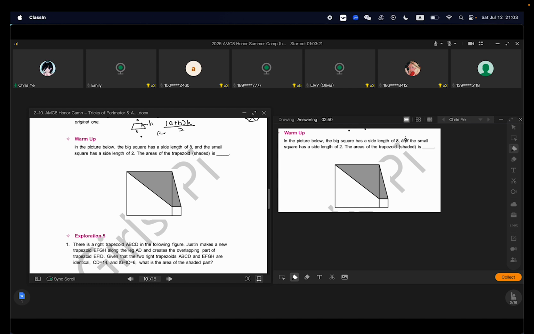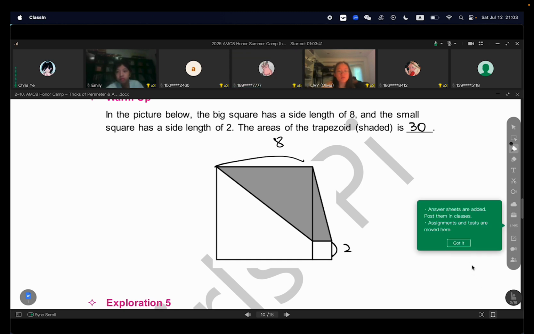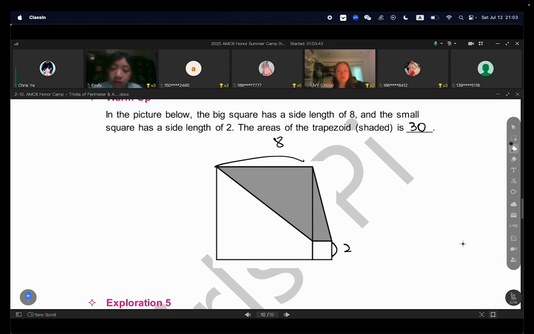So correct. Most of you were also able to get it correct. The answer is going to be 30. The way we do this is that we know this is 8 and this is 2. So if we want to find the area of the trapezoid, we have to add these two sides up, which is 2 plus 8 equals 10. And then 10 times the height, which is 8 minus 2 equals 6, is 60, divided by 2 equals 30. So this is a pretty simple one.